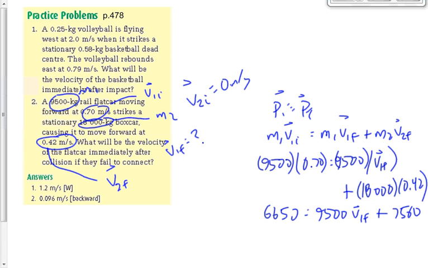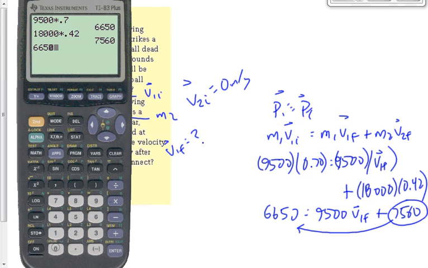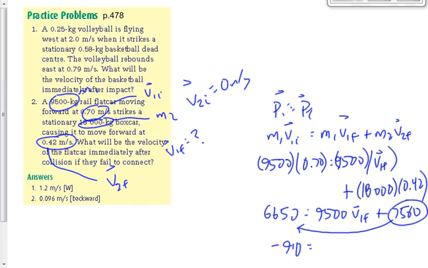Okay, what's next? What's next in the whole process of rearranging this one to solve for V1F here? Allie, what do you want to do next? You want to get rid of the 9,500? Do you want to get rid of the 7560? Yeah, and how are you going to get rid of that? Good. Get rid of what's not multiplied or divided first, okay? If it's added or subtracted, get rid of that one first. So 6650 minus 7560 gives me negative 910 equals 9,500 times V1F. And now how are we going to get rid of a 9,500?